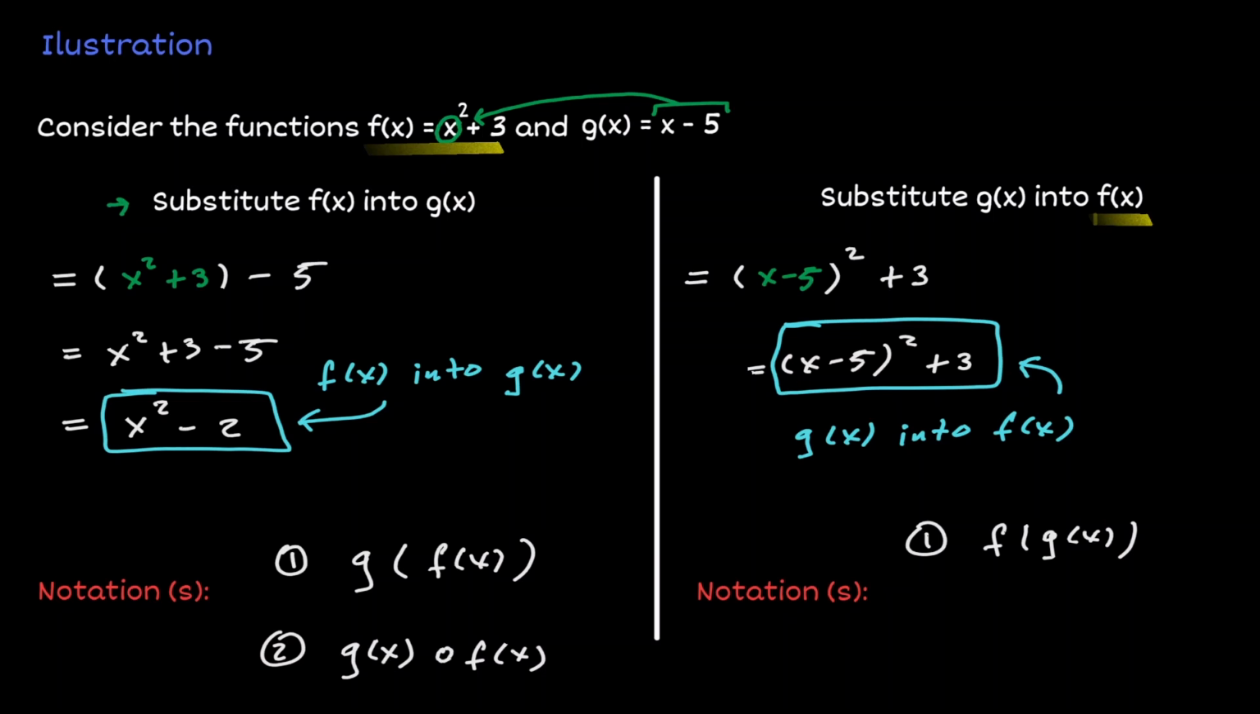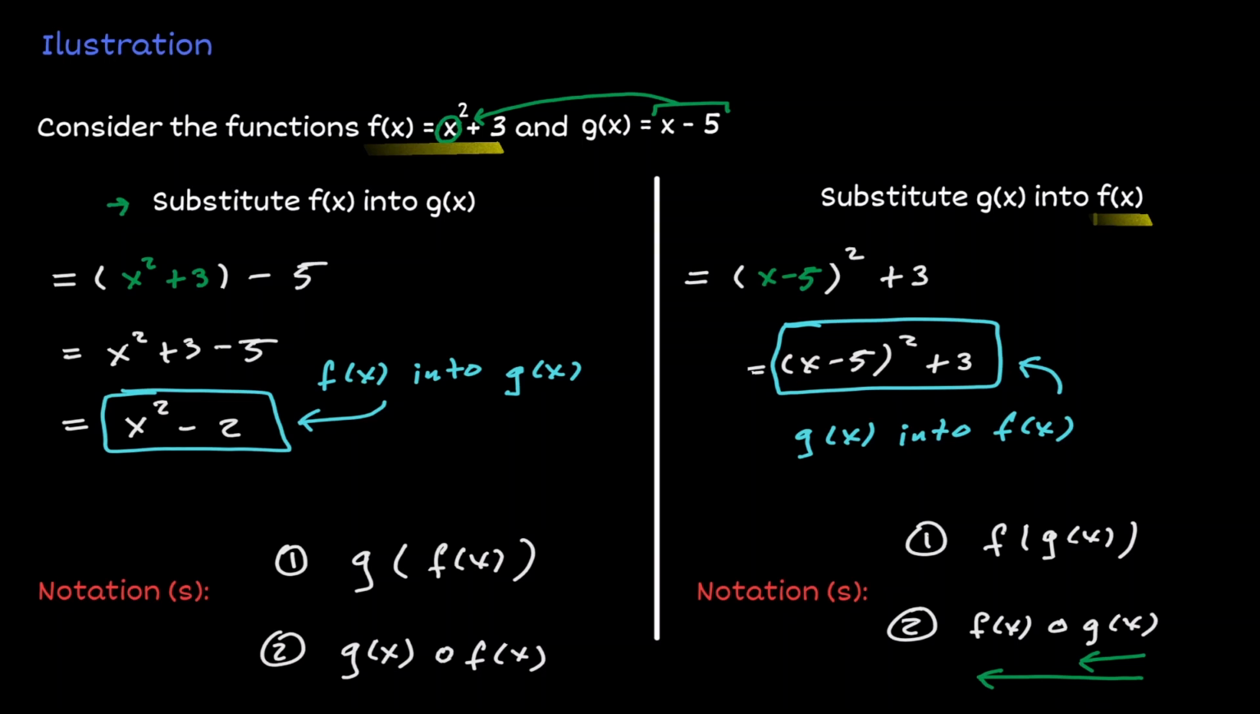And another way that we could represent this is by using the composition notation, g of x on the right, composed with f of x on the left. This notation, we read it from right to left. So here we're saying that g of x was substituted into f of x, which is what we have done.